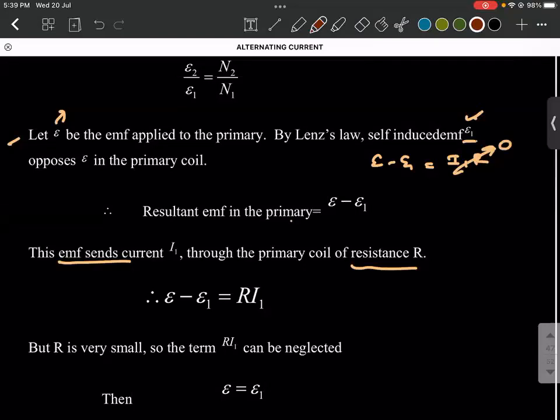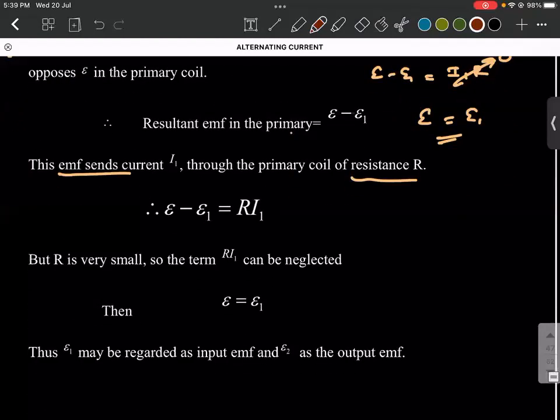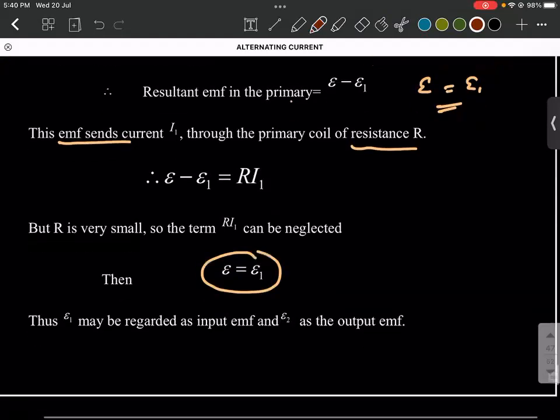If that is the case, then whatever is the EMF of the alternating source connected across the primary coil will exactly be equal to the induced EMF E1. That is why we could write it as E1 by E2. So this is another important point that we need to make a note of. E will be equal to E1. From this, what you can conclude is, if you take E1 to be the input voltage, E2 can be considered to be the output voltage. Hence, that formula E1 by E2 is equal to N1 by N2 holds true. Is it clear? Right? Next.